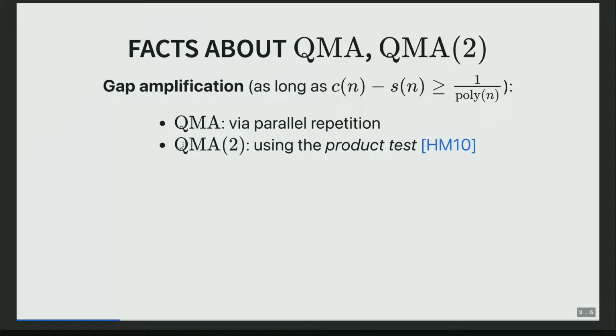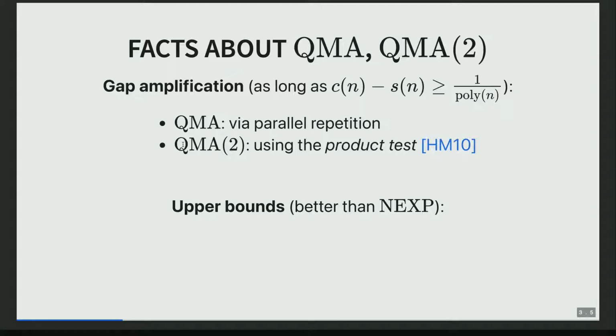Another thing you might want to know about is upper bounds. Both of these classes can be simulated in NEXP, nondeterministic exponential time. How can you see this? The BQP machine can be simulated in EXP, and the quantum proof can be guessed nondeterministically.